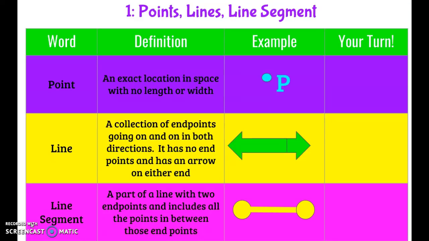Next is a line, which is a collection of endpoints going on and on and on in both directions infinitely. It has no endpoints and is represented with arrows on either end to show that it goes on and on. A line segment is a piece of the line. I picture taking a bite out of a Twizzler. That's a line segment. It has two endpoints and includes all of the points in between those endpoints.